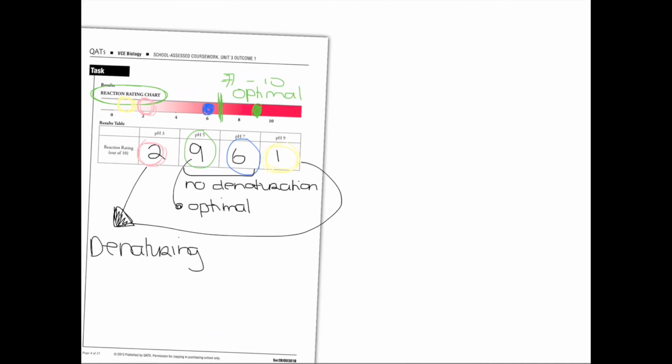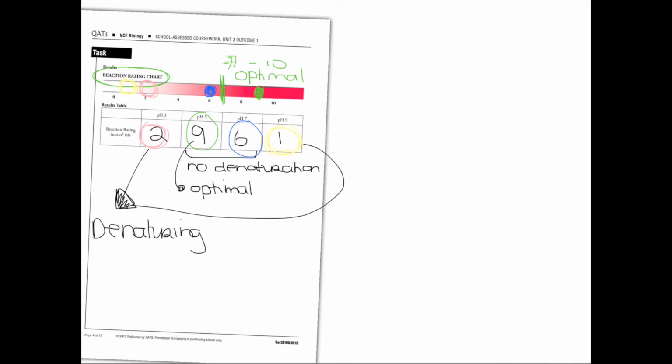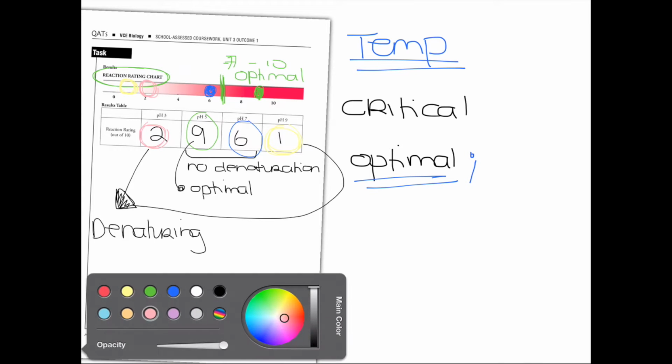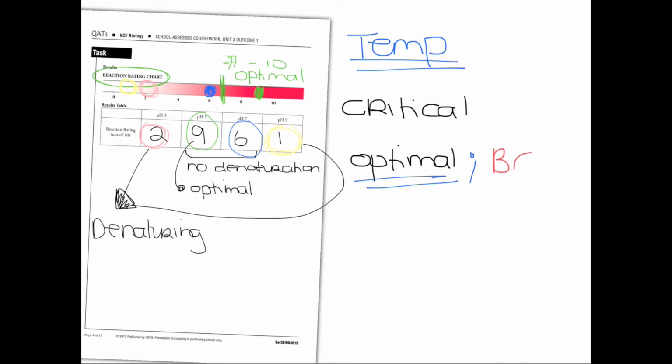Okay, now when we discuss temperature, so we'll just put that over there for a side. If we look at temperature and enzymes, and if you've looked at your cover page, you know that that's what it's on. Okay, there's a few important terms that you need to know. So you have your critical temperature, and you have your optimal temperatures. Okay, your optimal, all right, is obviously where the enzyme is going to work its best.